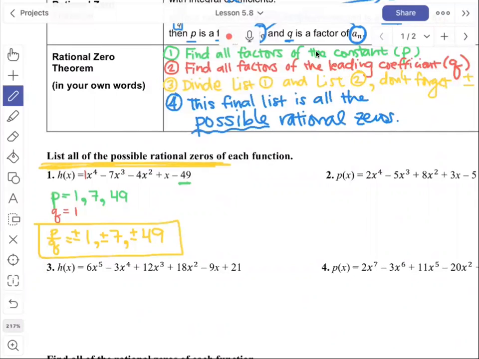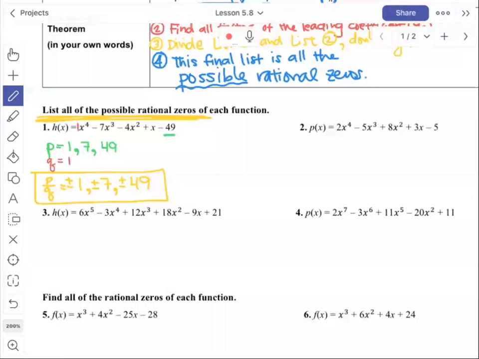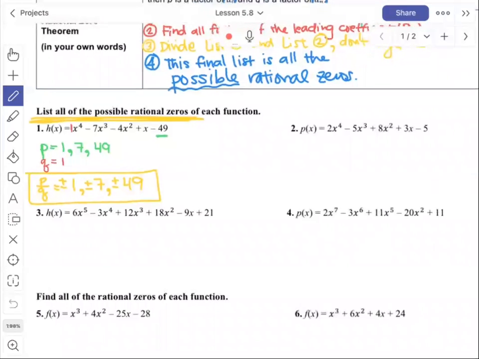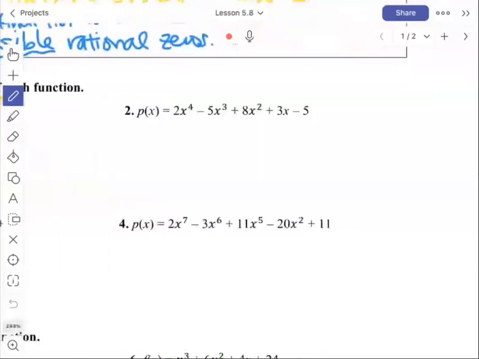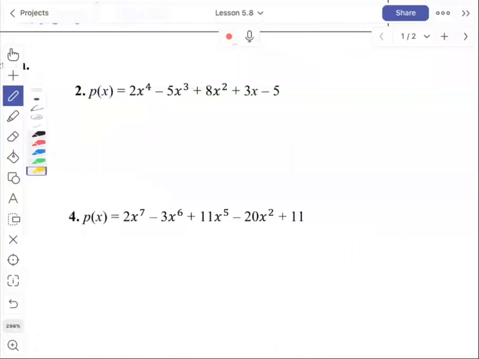All right, any questions? Okay, so let's go to number 2. All right, this one's a little bit different because the leading coefficient I can see already is 2.